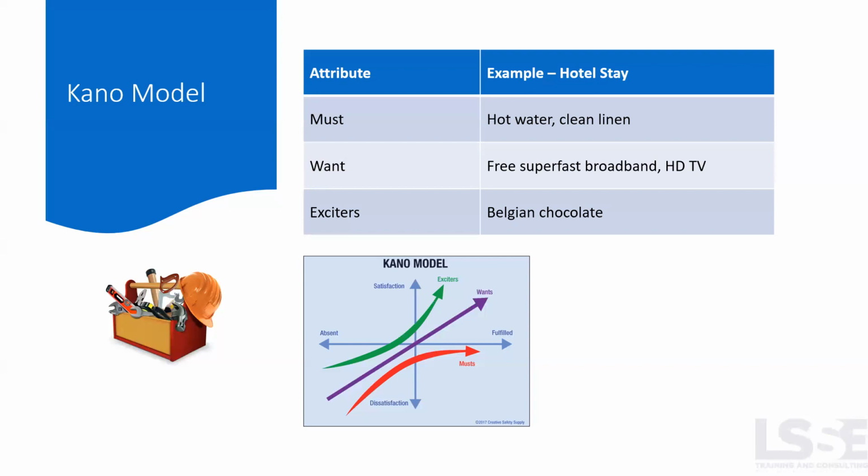The last attribute is what you call the exciters. It's something that the customer doesn't expect, but when it's there, you will really wow your customer. An example: let's say you go to a hotel, and the hotel puts a Belgian chocolate on your pillow in the evening. That would really excite or delight your customer.